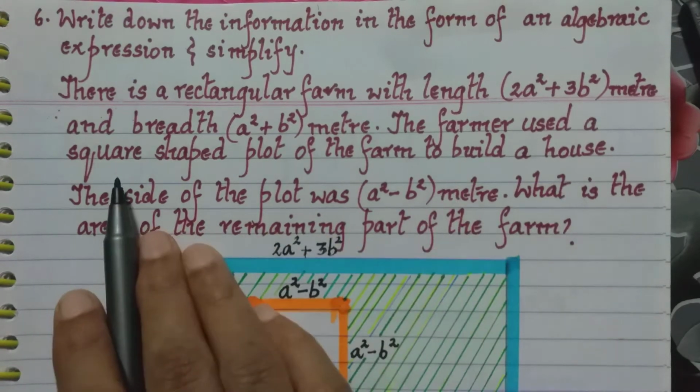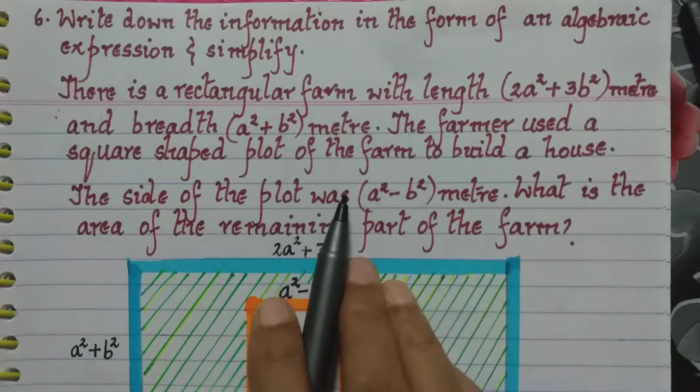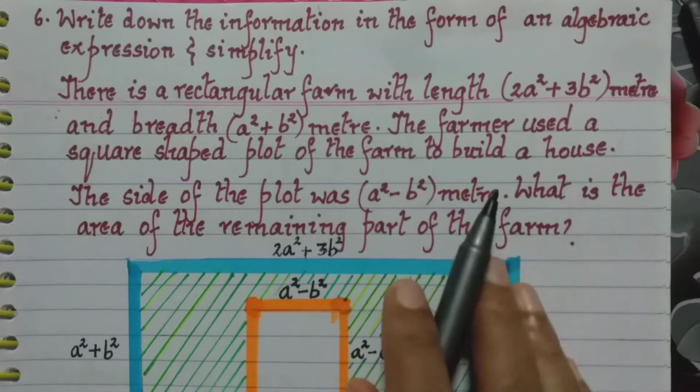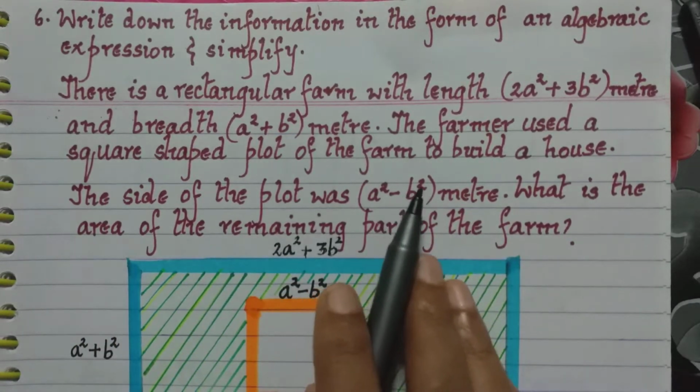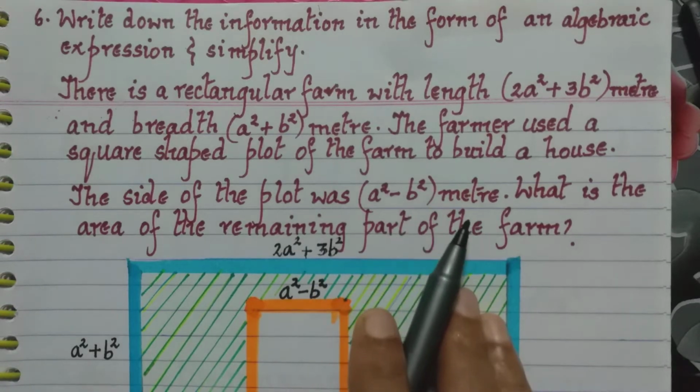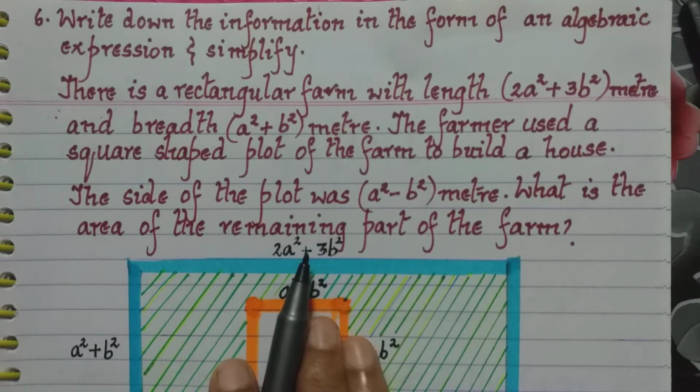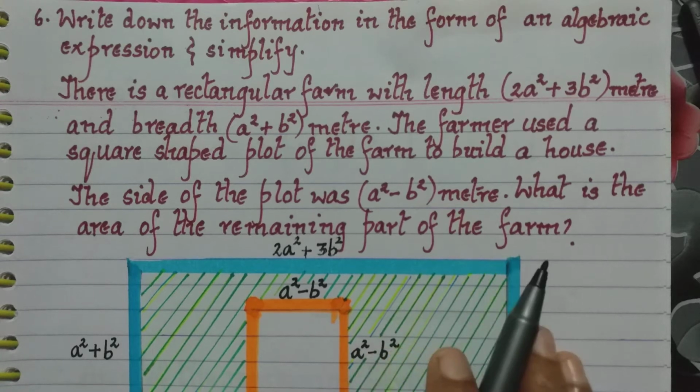The farmer used a square shaped plot of the farm to build a house. The side of the plot was a square minus b square meter. What is the area of the remaining part of the farm?